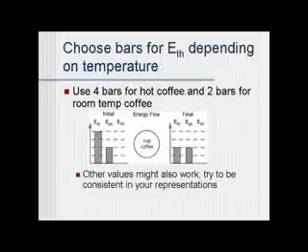Next, we need to represent the kinetic energy, which is represented by E sub TH or thermal. The bars depend here on temperature. So because we're looking at hot coffee that is going to cool to room temperature, we're going to assign 4 bars for the hot coffee initial, and then at room temperature we'll assign it 2 bars. You could make this 3 and 2 or 3 and 1. Other values can work, but we always want to be consistent in our representations. And you'll see as we work this out further why this consistency is important.